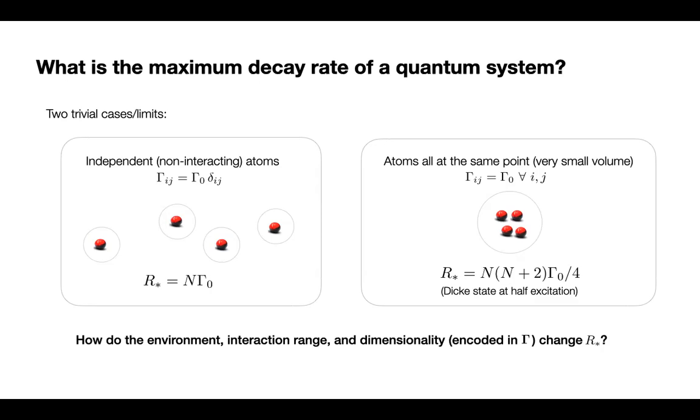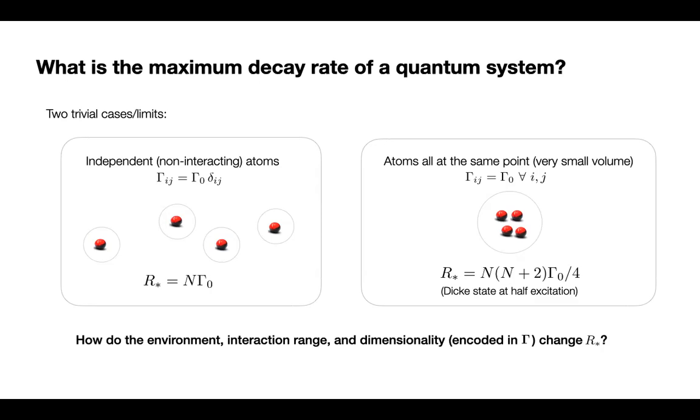Then let's go to the opposite case, which is all-to-all interactions, as if the particles were in a cavity. In that case, there is this permutational symmetry. This gamma ij is a matrix full of ones times the local decay. And then I can map the problem to the problem of superradiant decay. And I know that the state of largest decay is a Dicke state at half excitation, where the decay rate scales as N squared. And so these two situations are trivial. And the question is what happens in between.